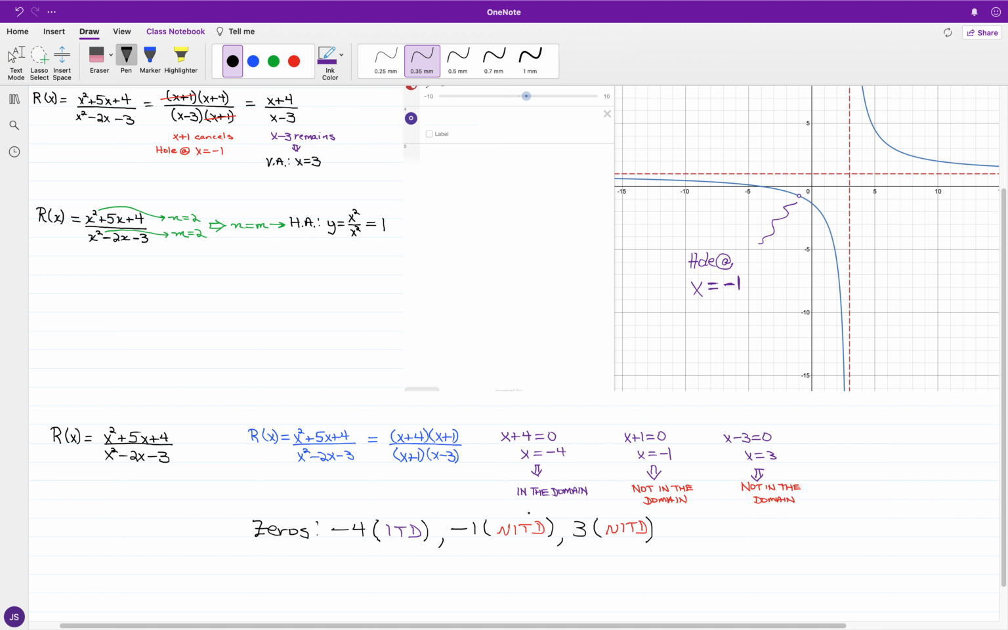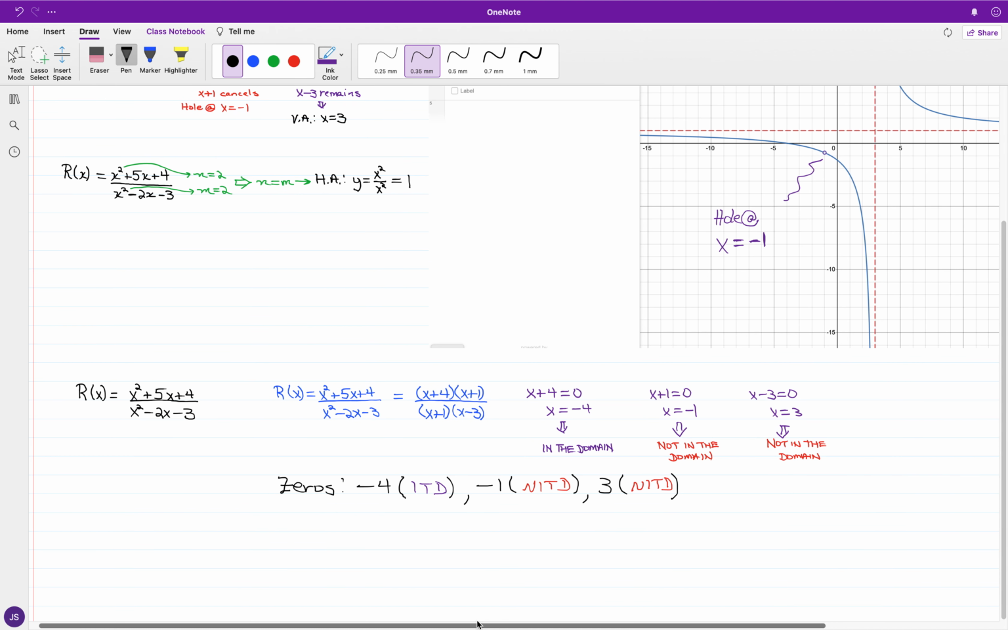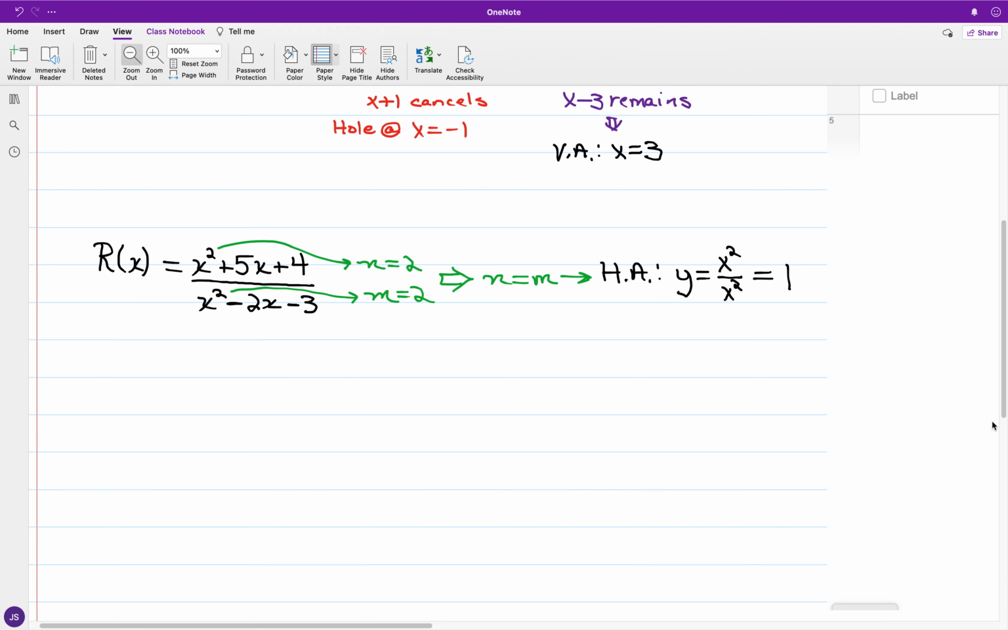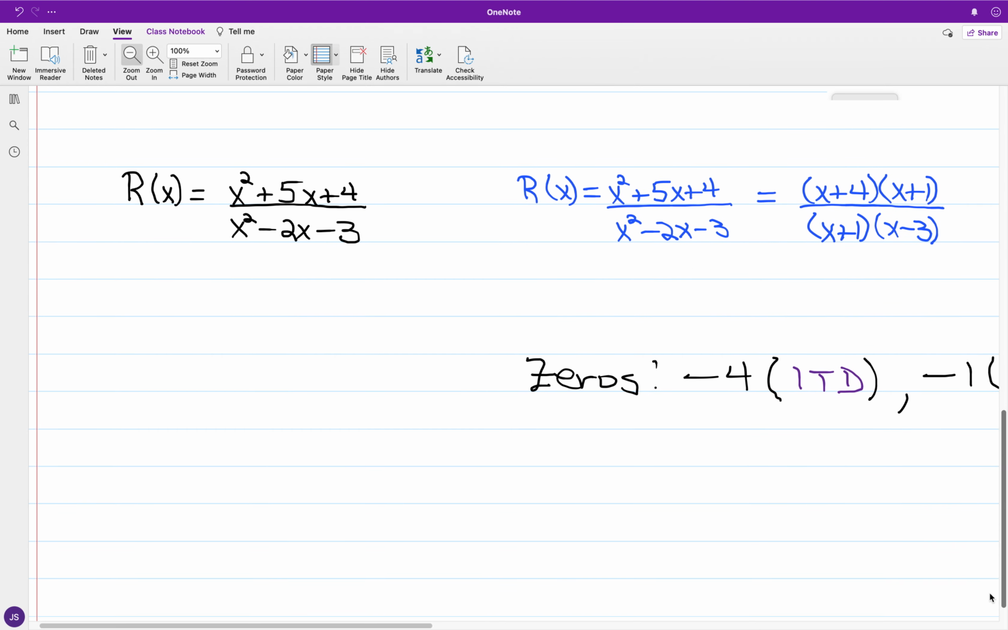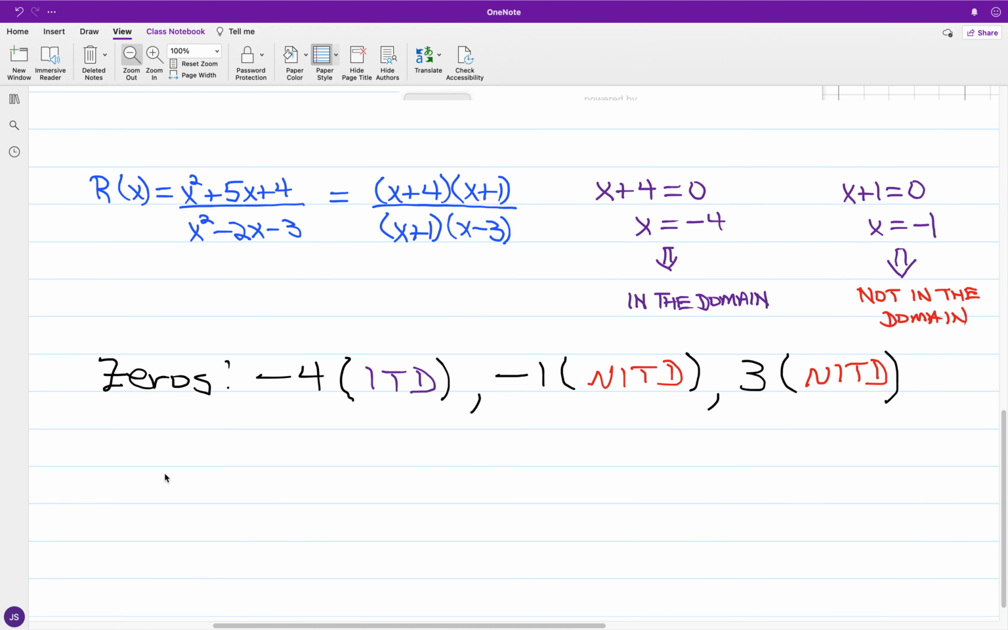But now with these 3 zeros, we're going to set up a table of intervals that will be centered about these zeros, regardless of whether they are in the domain or not. And so in setting up the table of intervals, you have these 3 zeros involved.